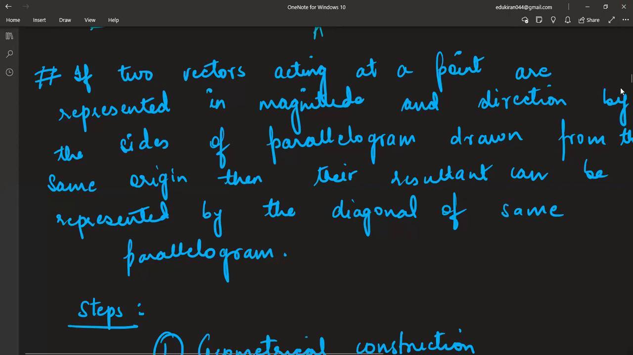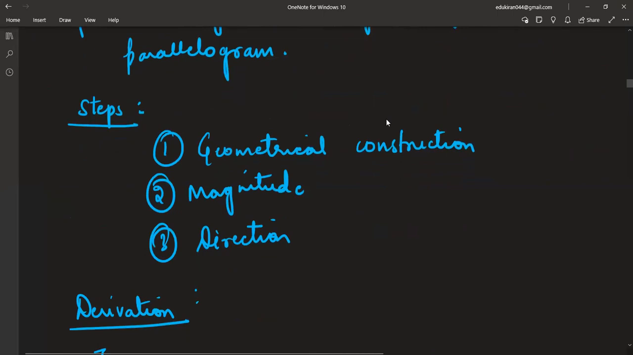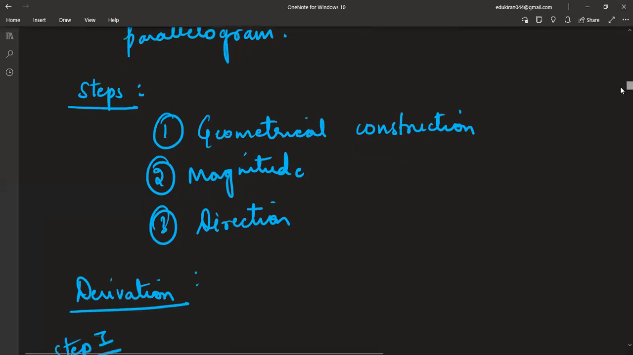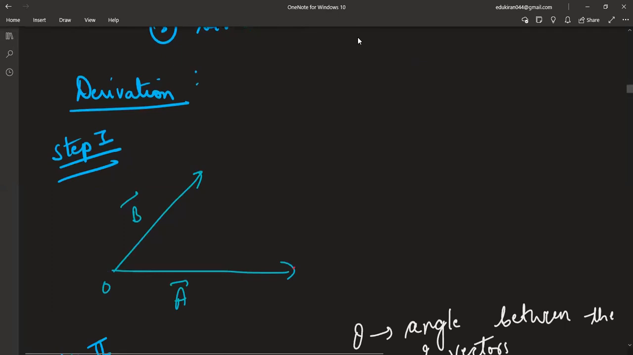Now, there are three steps which we have to follow. First is the geometrical construction, second is the magnitude, third is direction. The derivation usually does not come for triangle law and polygon law, but for the parallelogram law you can have the derivation. So mark this as important, this derivation can be asked.